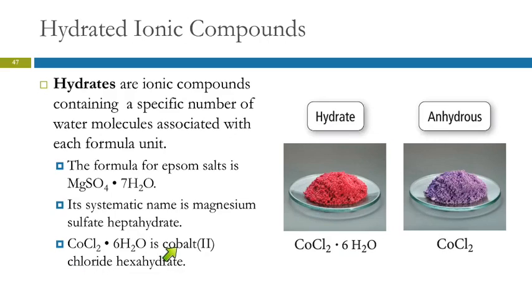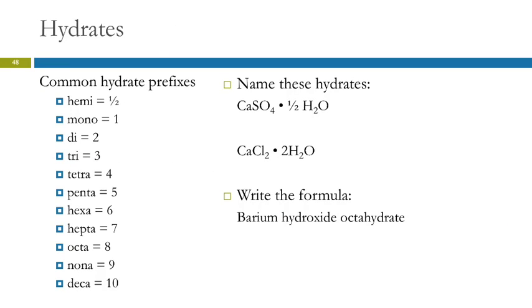CoCl2, this is cobalt 2 chloride. Cobalt is not in groups 1A, 2A, 3A, zinc, or silver, so it needs a Roman numeral. Cobalt 2 chloride, and this has 6 water, so it's hexahydrate. These are the common hydrate prefixes, and other than hemi, which means half, the rest of them will also be used when we talk about molecular compounds. So we should be able to name hydrates and write formulas for hydrates.